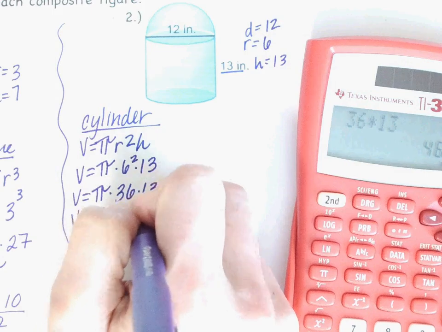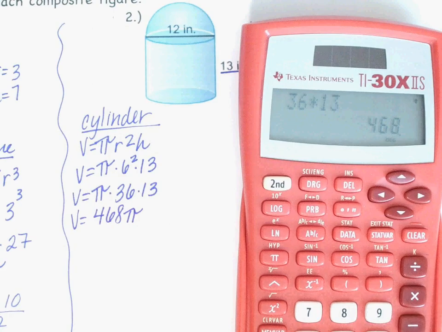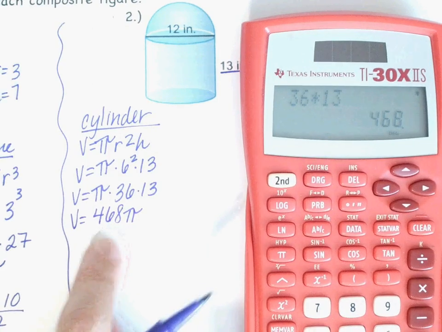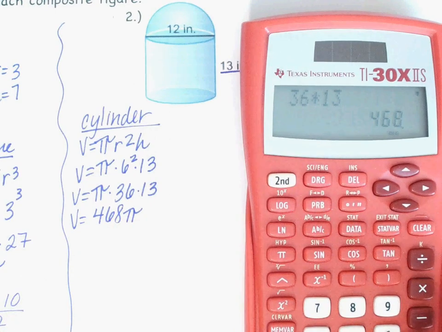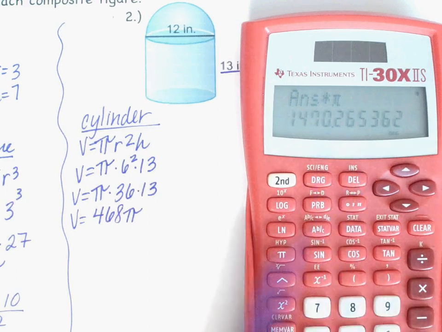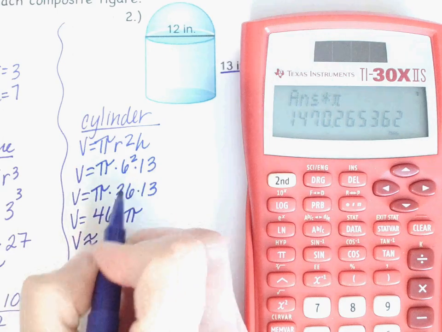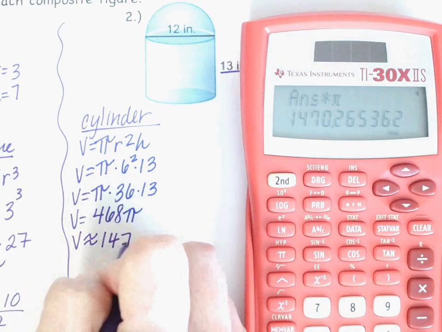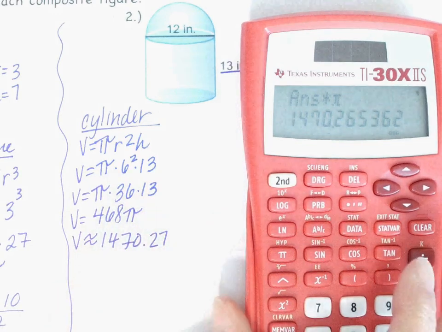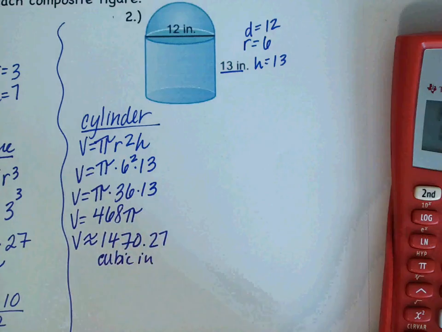And my volume, 468 pi. The next thing I'm going to do is calculate. Remember, this is my exact answer with just pi. Then I'm going to go ahead and calculate with pi, and that's my rounded answer. So I'm going to just hit times pi. And then I'm going to go ahead and round this to the hundredths. So volume is approximately 1,470 and 27 hundredths. Again, cubic inches. Okay.